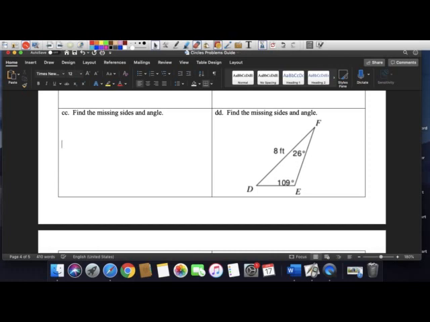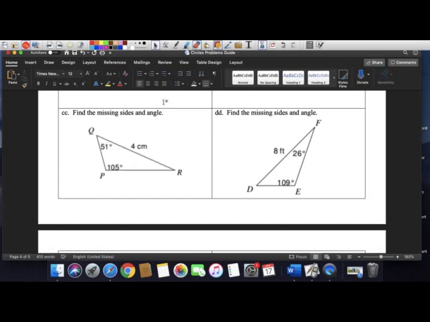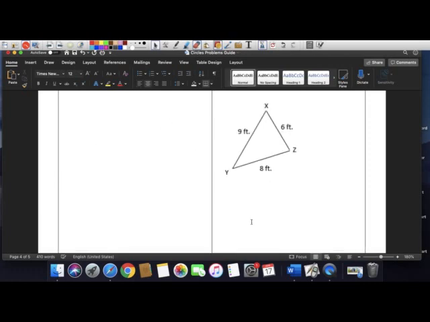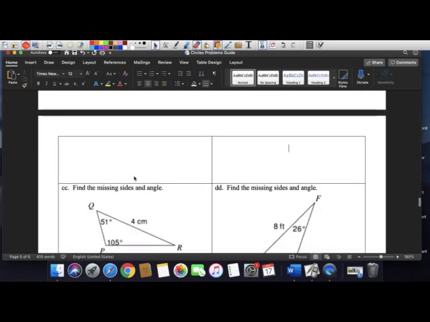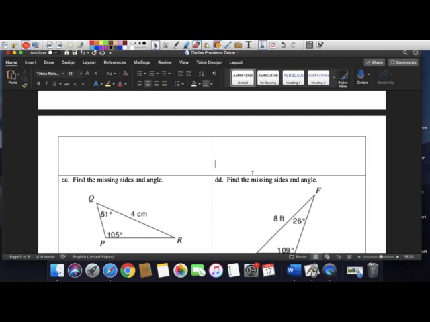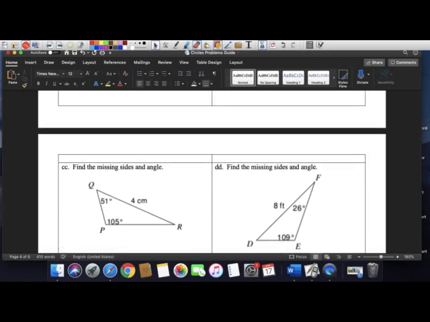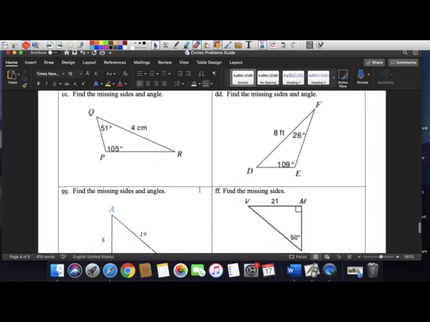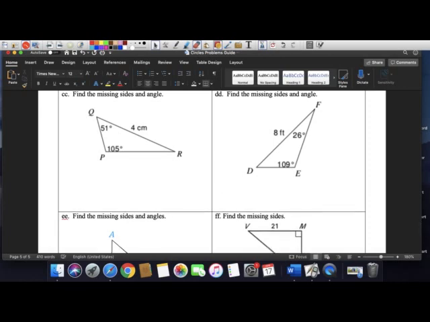Lost sign? No, don't do that. Sorry guys.